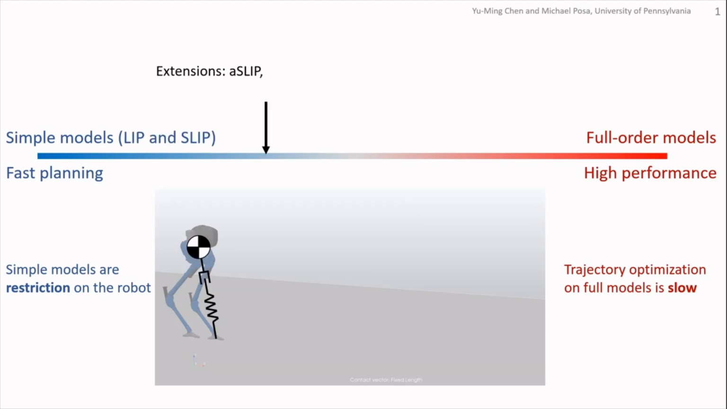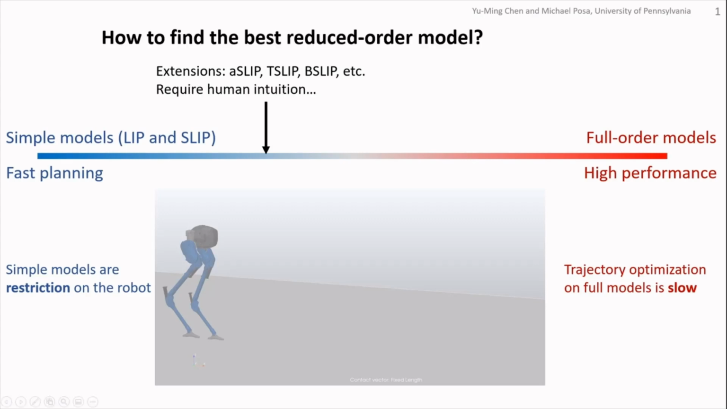For example, some people add an actuator between the mass and spring. This model is called A-SLIP. Some add moment of inertia to the body. Some use two springs for the legs. Overall, we can see that these model extensions require human intuition. Therefore, a goal of this project is to find the best reducer model.